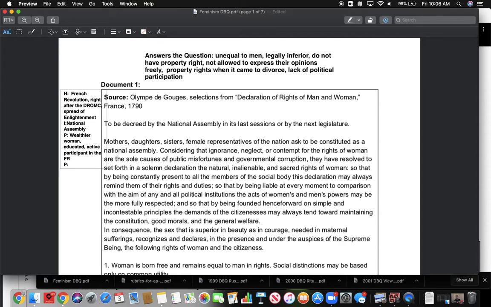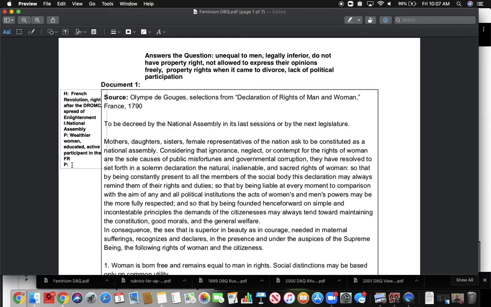I don't actually know if she was part of the aristocracy or if she was bourgeoisie. I'm not sure which one she is, but I know that she was wealthier because clearly she was educated. So again, you're looking at who is this? How is this relevant? What do we know about Olympe de Gouges? You want to try to think as much as you can. That doesn't mean that you have to think about absolutely everything, but it does mean that you want to at least spend some time thinking about who she is.